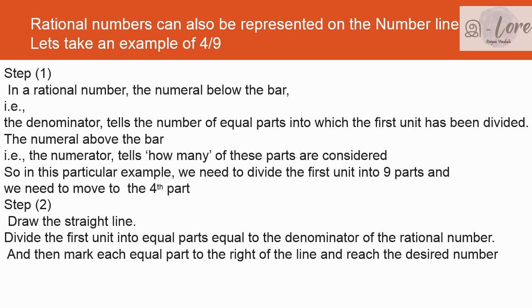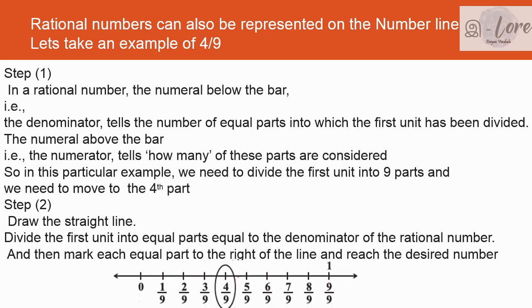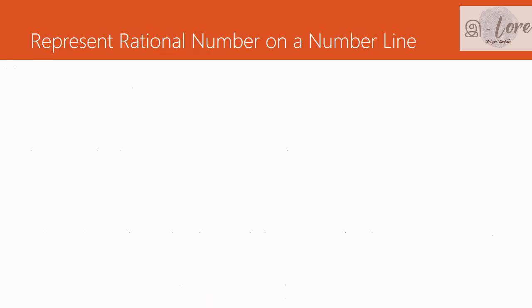So now how do we draw a number line? Draw a straight line, divide the first unit into equal parts equal to the denominator of the rational number, and then mark the equal parts to the right of the line until you reach the desired number. Here the diagram very clearly shows 4 by 9 on the number line. So we are dividing the number line.